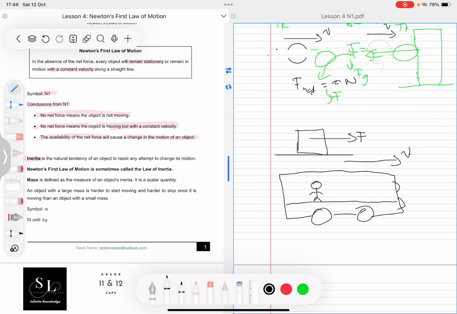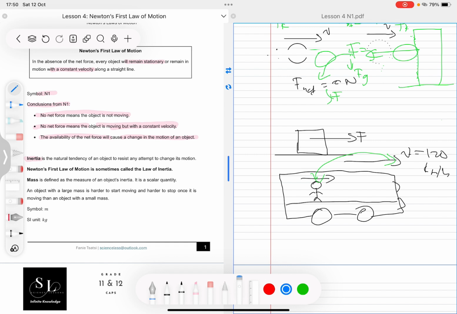Remember, when the bus is moving with a velocity of 120 kilometers per hour, this means that you are also moving with that same velocity because you're inside the bus. Now, when the driver hits the brakes, your body would want to continue going forward with that velocity. It will resist stopping as the bus stops. This is the reason why when the bus stops, your body will sort of move forward.